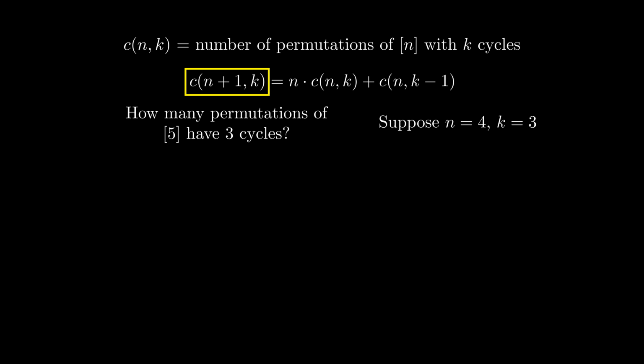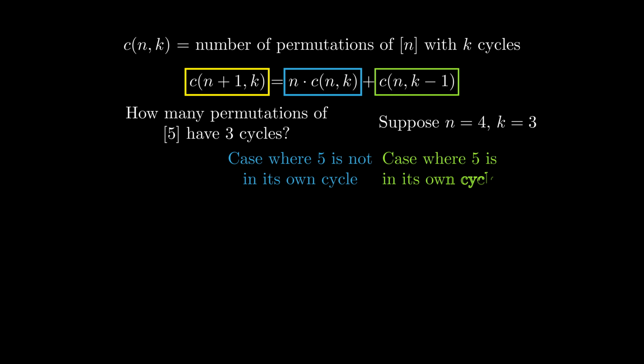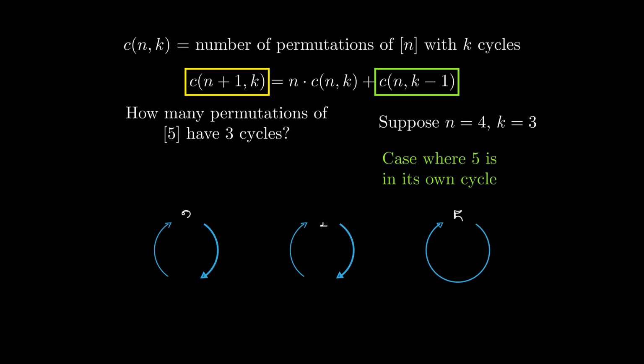This problem can be answered by splitting into 2 cases, where n plus 1, in this case 5, is either in its own cycle or not. If 5 is in its own cycle, we just ignore it and look at the rest of the cycle notation. This is simply the number of permutations of 4 with 2 cycles.